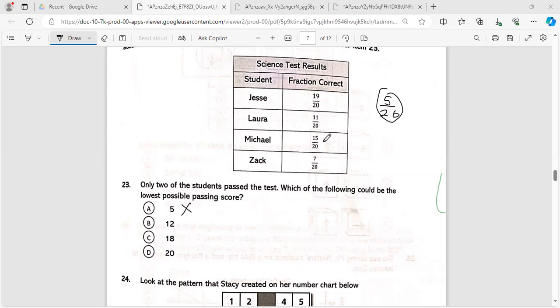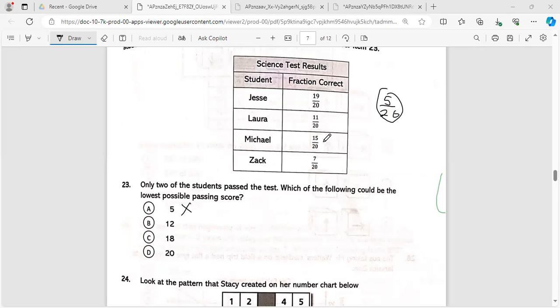The reason why I think it's B is because it says they want to know the lowest possible passing score. So look at the question. It's the lowest passing score. So it means when they pass the test, but it's not really a low grade, but a low passing score. That's why I think it's 12, sir. Because it's a passing score, but also low. It's the lowest one. Yes.